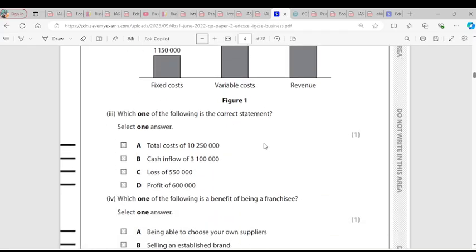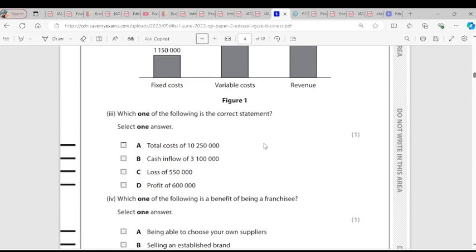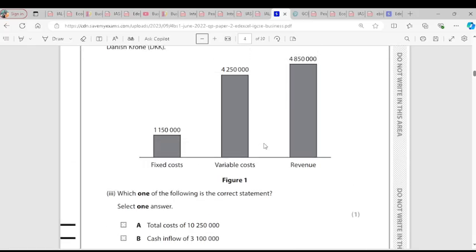It is not B. Loss is 550,000. So we check. The formula for loss is total revenue minus total cost. And profit is also the same as total revenue minus total cost. Here, our total revenue is 4,850,000. And our total cost is 4,250,000 plus 1,150,000. So when you add FC plus VC together, it gives you TC. And the TC here is 5.4 million.